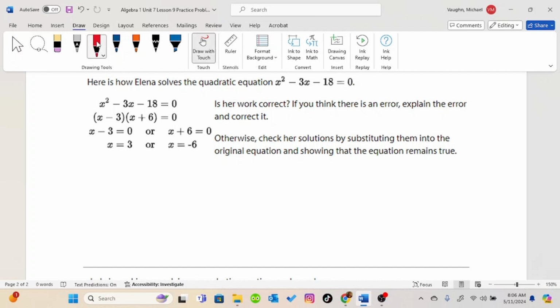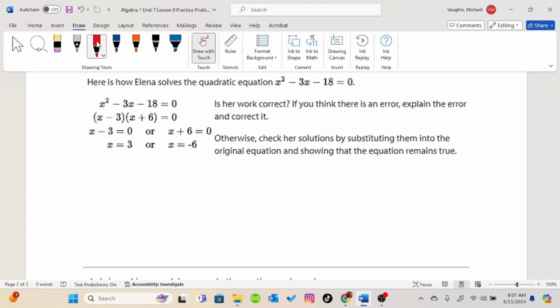Next practice problem. Here is how Elena solves the quadratic equation x squared minus 3x minus 18 equals 0. Is her work correct? If you think there is an error, explain the error and correct it. Otherwise, check her solutions by substituting them into the original equation and showing that the equation remains true.